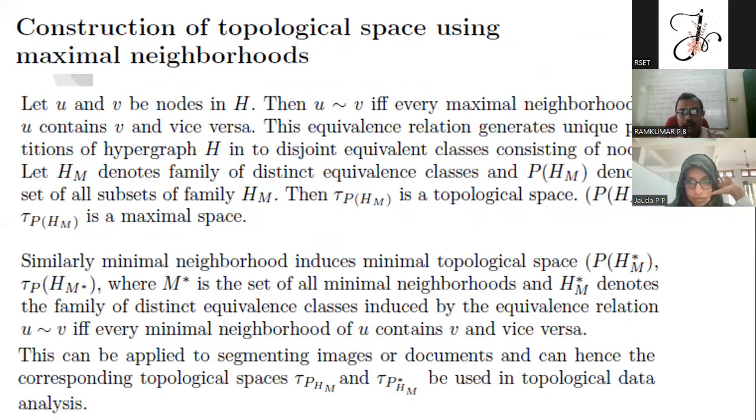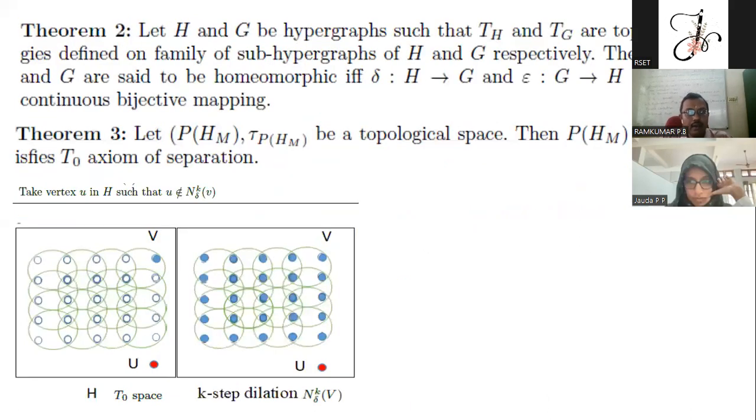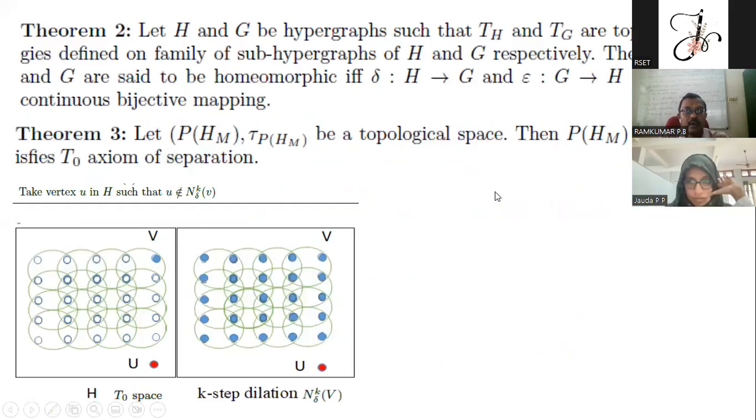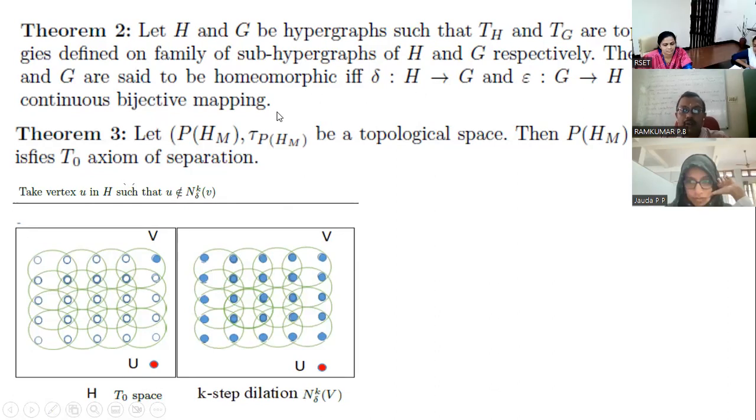And these constructions are very important in the analysis of data, because this can be applied to segmenting images or documents, and hence we can construct more topological spaces and more analysis is possible. This is a theorem regarding homeomorphism in topology. So in terms of delta and epsilon, we can define homeomorphism as a continuous bijective mapping. And separation axioms also hold here in this topological space, maximal open neighborhood with respect to PHM.